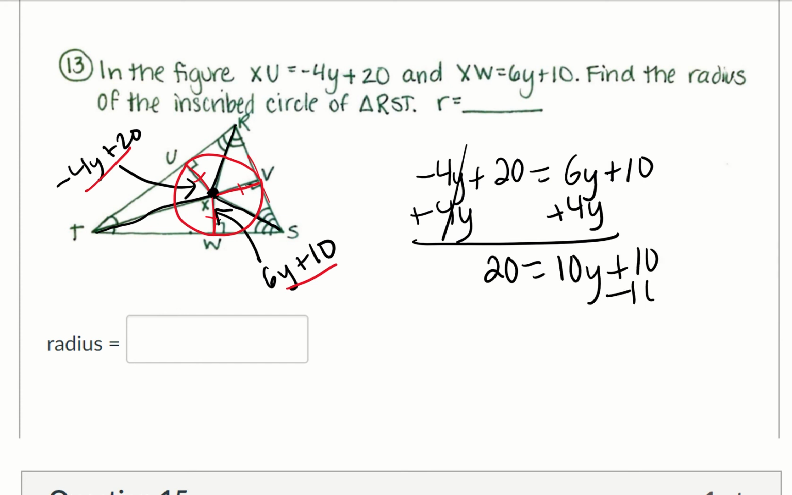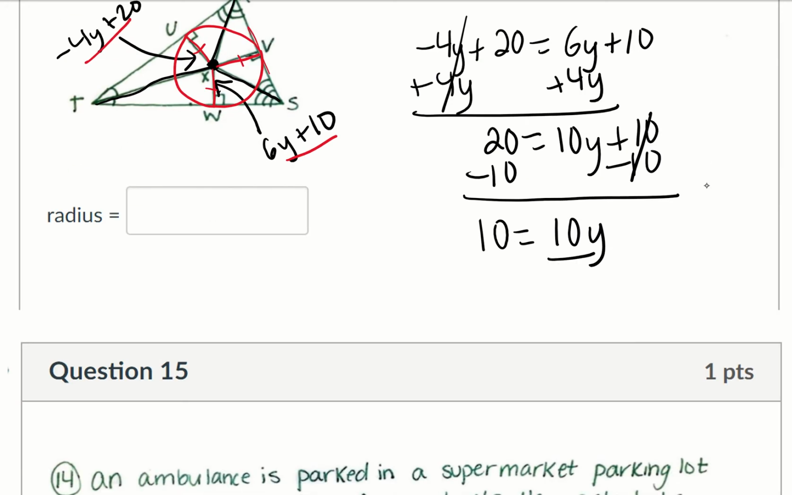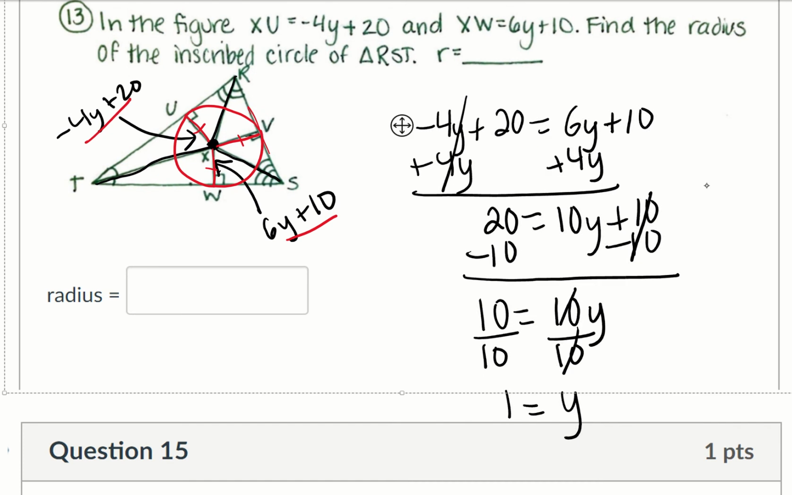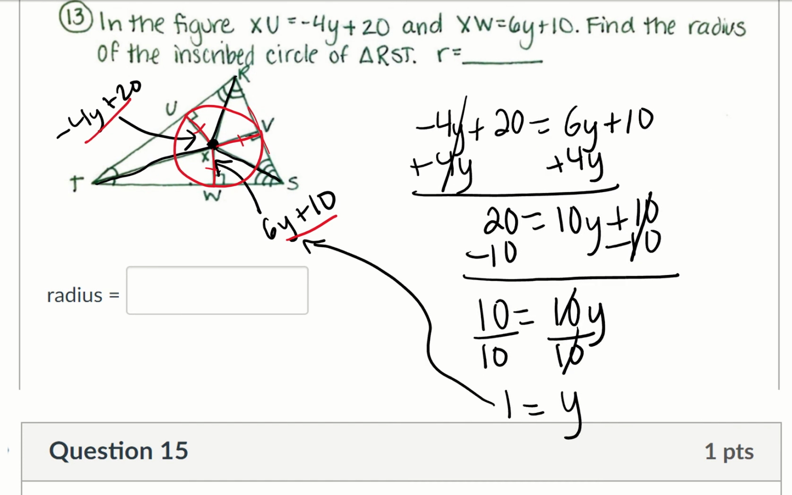And we're going to move the 10 over here to this side. And now we've got the variables on one side. We can go ahead and divide by 10, and 10 divided by 10 is 1. So we get 1 is equal to 1y. All right, so we get y equals 1. And therefore, if I plug that in here, I would get 6 times 1 plus 10, but that's going to be 16, right? So that means that the radius here is 16.